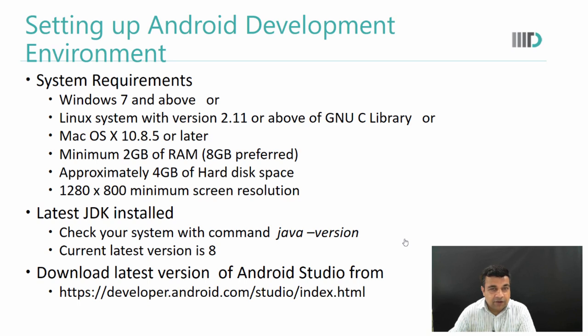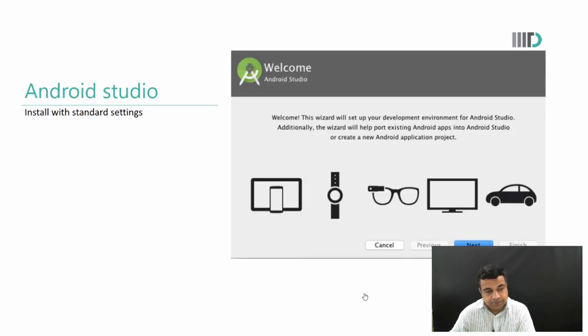Once you have installed Java, you should download the latest version of Android Studio from the developer website. The link is given here. When you start installing Android Studio, it displays screens. All of these screens have a next button. If you go by the default settings, that will be perfectly fine, and you will have your Android Studio installed in no time.